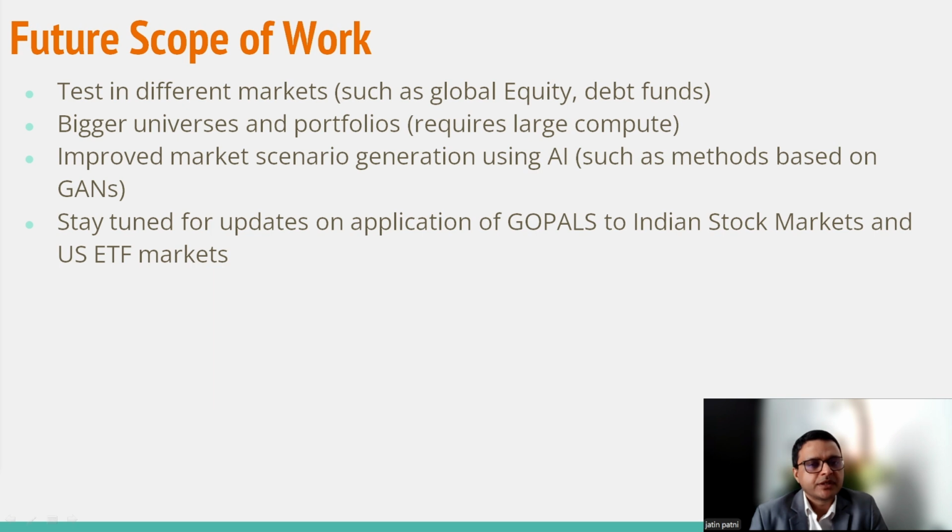This research has focused on a very narrow scope of Indian equity mutual funds and a very small portfolio size because of compute availability. As next steps, this should be tested on different global equity and debt markets with bigger portfolio size depending on the compute availability. Another area could be to generate the future market scenarios using machine learning techniques like GANs. GAN stands for Generative Adversarial Networks. This could further improve the robustness of the portfolios.